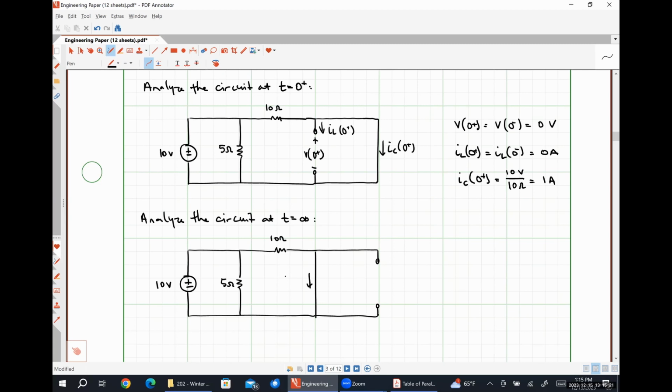This current will be my inductor current at infinity. This current will be my capacitor current at infinity. And this will be my voltage at infinity. So what should my voltage at infinity be? Zero volts, because it's still the voltage drop across the inductor, which is being represented by a short circuit, and the voltage drop across the short circuit is always 0 volts.